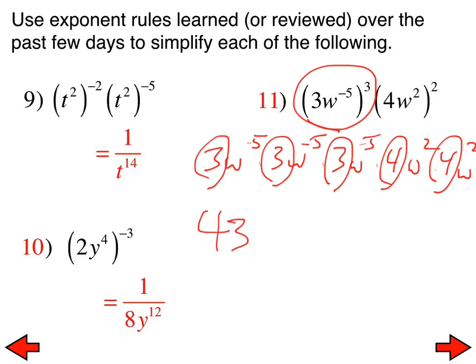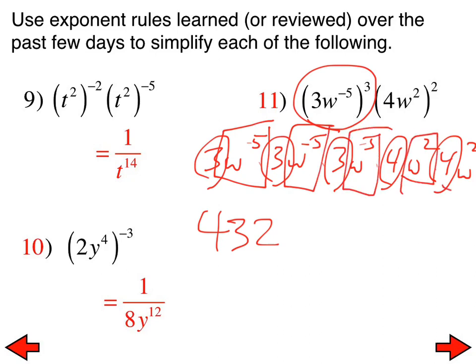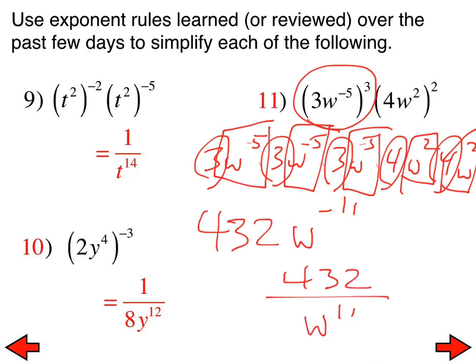Okay. And then now I've got all these w's, and I'm supposed to add exponents when I'm multiplying. So I've got negative 15 there. Negative 15 plus 4 is negative 11, but I can't leave the expression like that. It should be 432 over w to the 11th. Now notice that sometimes I'm using the rules and sometimes I'm going back to expanded products, and it's based on what I saw when I was walking around the room.